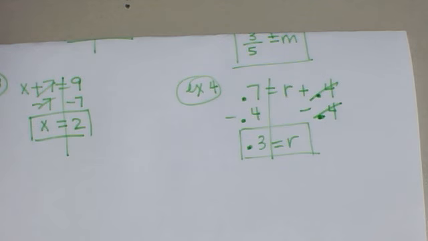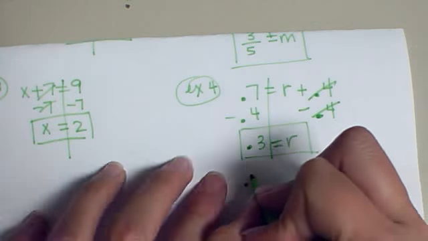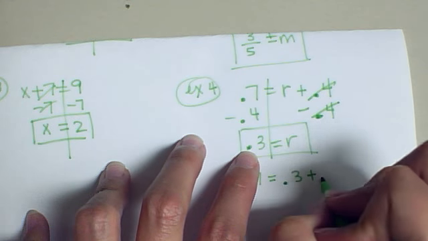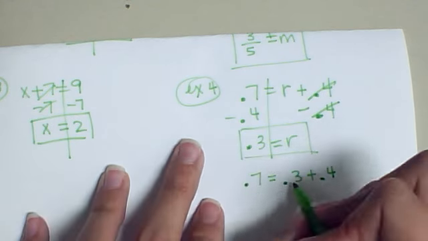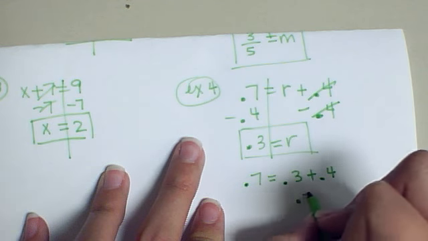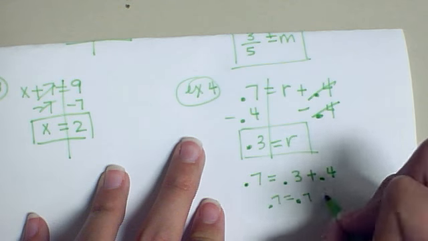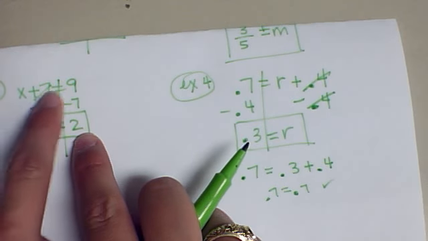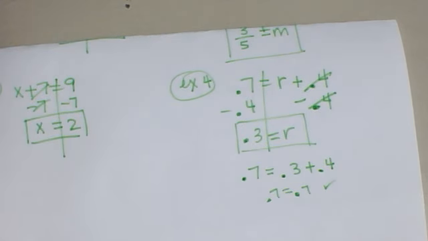Here, guys, it would probably be helpful for me to mention to you that you could check by reinserting what r equals. So if I start back with my original, I have 0.7 equals, in place of r, I'm going to put 0.3, and then plus 0.4. And 0.3 plus 0.4 is 0.7, guys. 0.7 equals 0.7, and that checked. You can always do that. I can plug 2 back in. 2 plus 7 is 9, and on and on and on.